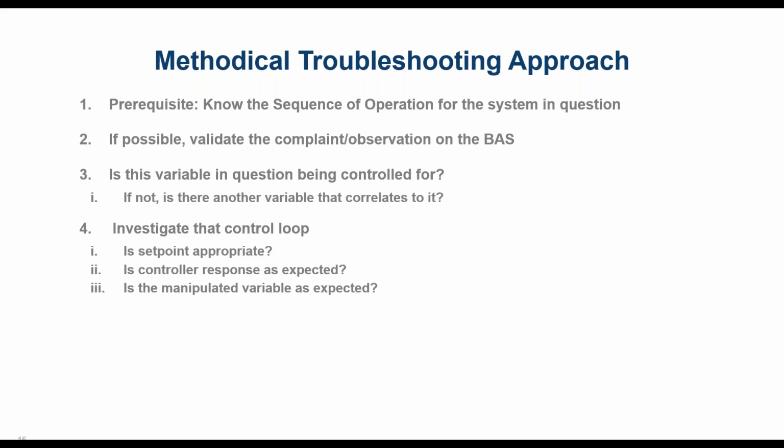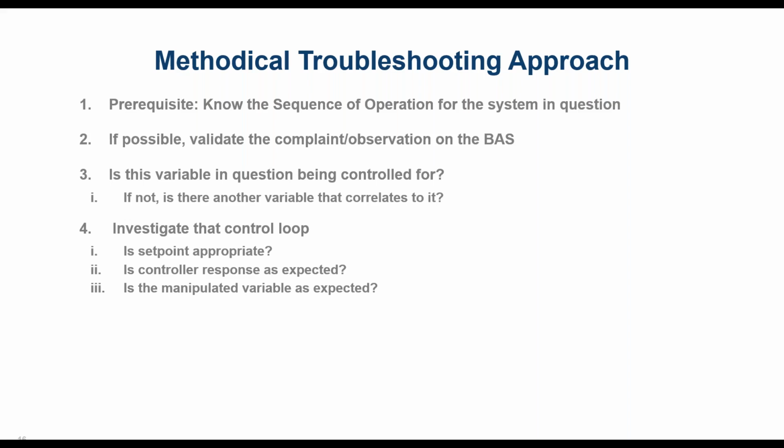All right, so step 4 would be, investigate that specific control loop. Ask yourself these questions in this order. Is the set point appropriate? Is the controller response as expected? And then, is the manipulated variable as expected? Now, manipulated variable is kind of an academic term, and it actually goes back to that control loop diagram I showed on like the 4th slide of this presentation. And it'll make more sense what a manipulated variable is as we work through some of these examples. So I'm not gonna go too deep into that at this point in the presentation.